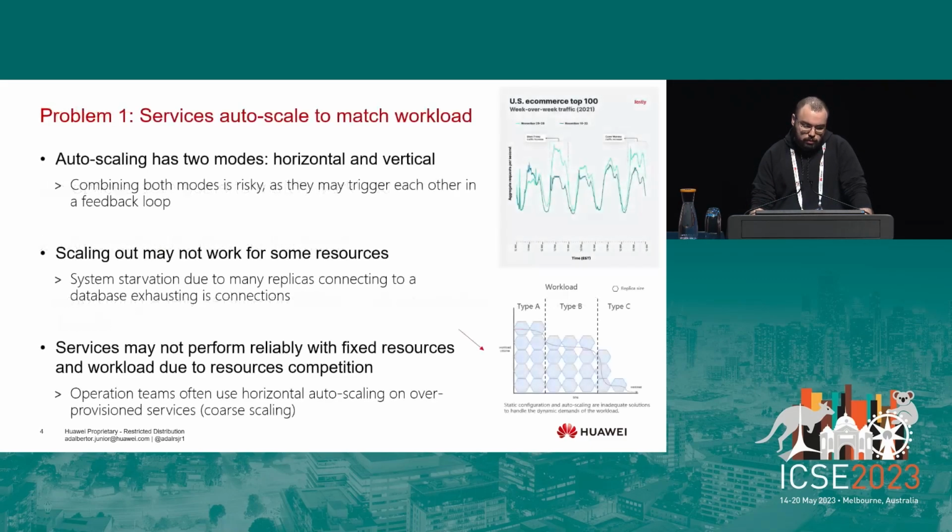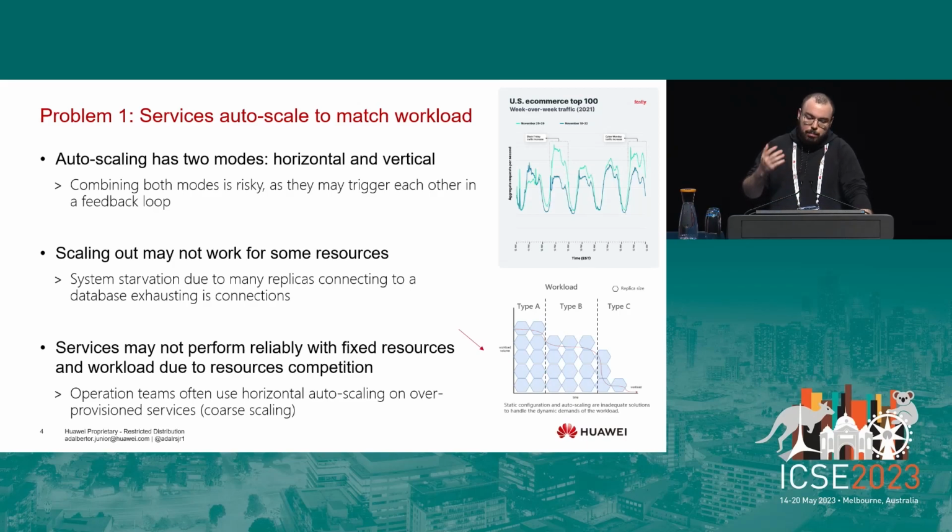So going to the first problem, the auto-scaling problem, ideally we should apply horizontal and vertical scaling. But if we do that, the application is spinning in a feedback loop, because if we scale horizontally, we need to reduce the size of our replicas. But if we reduce the size of our replicas, maybe it can trigger the horizontal scaling again. So it keeps this ping pong relationship and we can diverge from an optimal state.